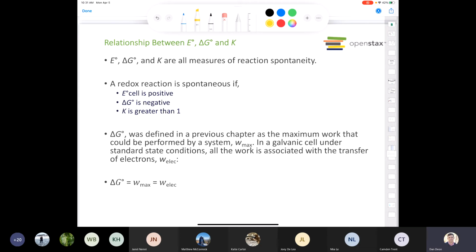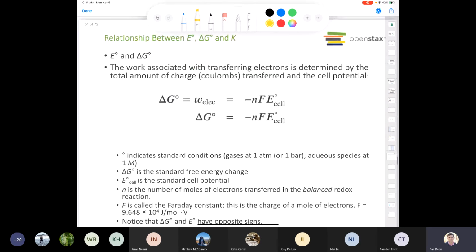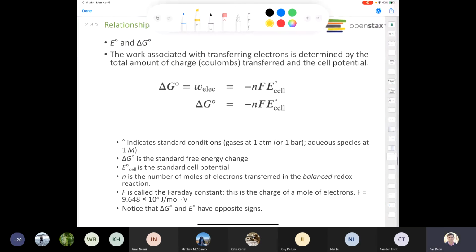the work is associated with the transfer of those electrons. And so we could say that the standard change in free energy is equal to the maximum amount of work that we can get from those electrons. Well, let's take that a little bit further. If our standard free energy change is equal to the maximum amount of work that we could get from those electrons, we say that it's equal to negative N times F times the standard cell potential.